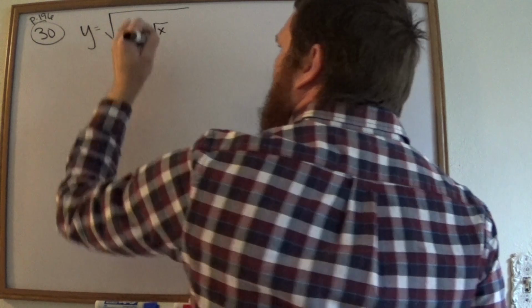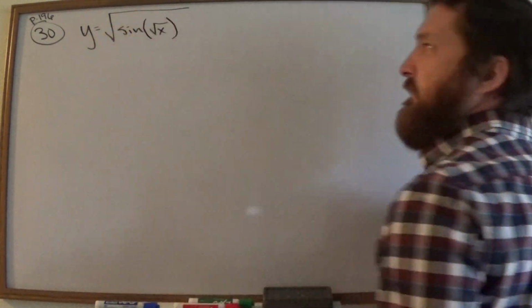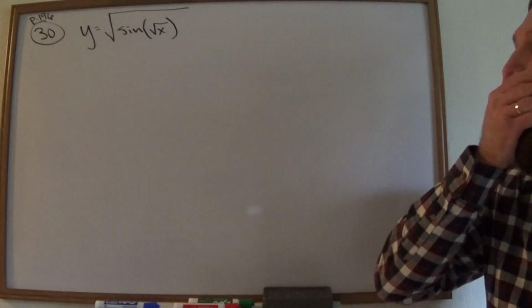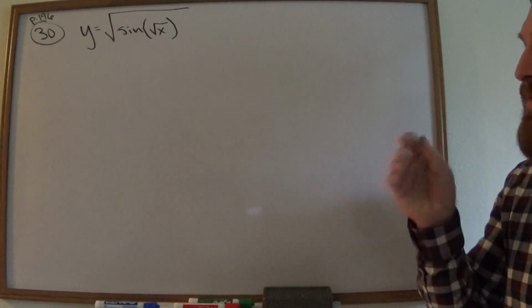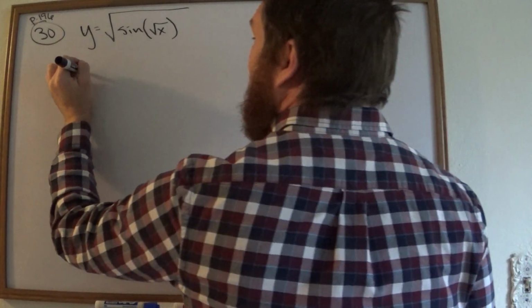So, okay. They've written it that way. What that means is this. I hate that. Okay, so what's my outermost stuff? The square root. So in fact, I'm going to rewrite this.